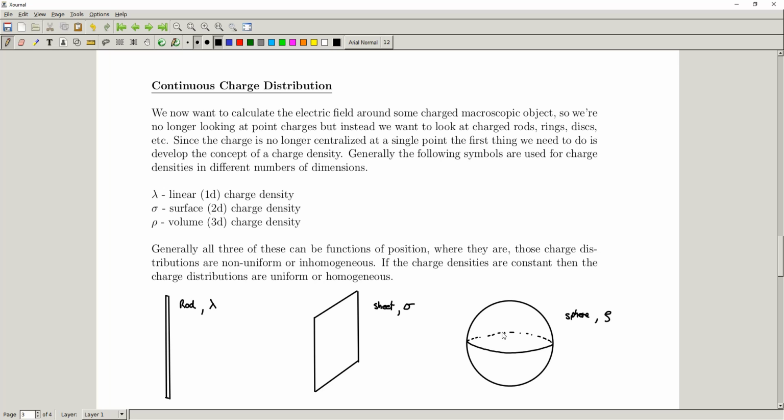And so we've kind of reserved these 3 symbols. So we have a lambda, we have a sigma, and we have a rho. And those are the symbols that we're going to use to signify linear charge density, a surface charge density, or a volume charge density when we're dealing with these sort of macroscopic objects, right?